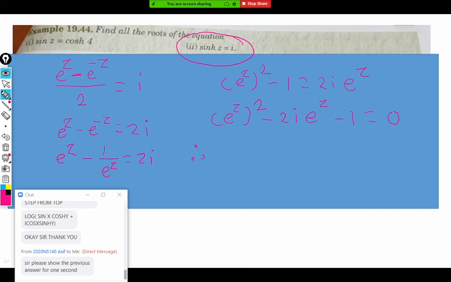So we can use the quadratic formula. For ax square plus bx plus c, x equal to minus b plus or minus root of b square minus 4ac upon 2a. So that formula we are using: e raised to z equal to 2i plus or minus root of b square, 4i square is minus 4, minus 4ac, so plus 4, upon 2a. So you get e raised to z, this is actually 0, this is 0, 2i upon 2, so it is just iota. So e raised to z is iota.